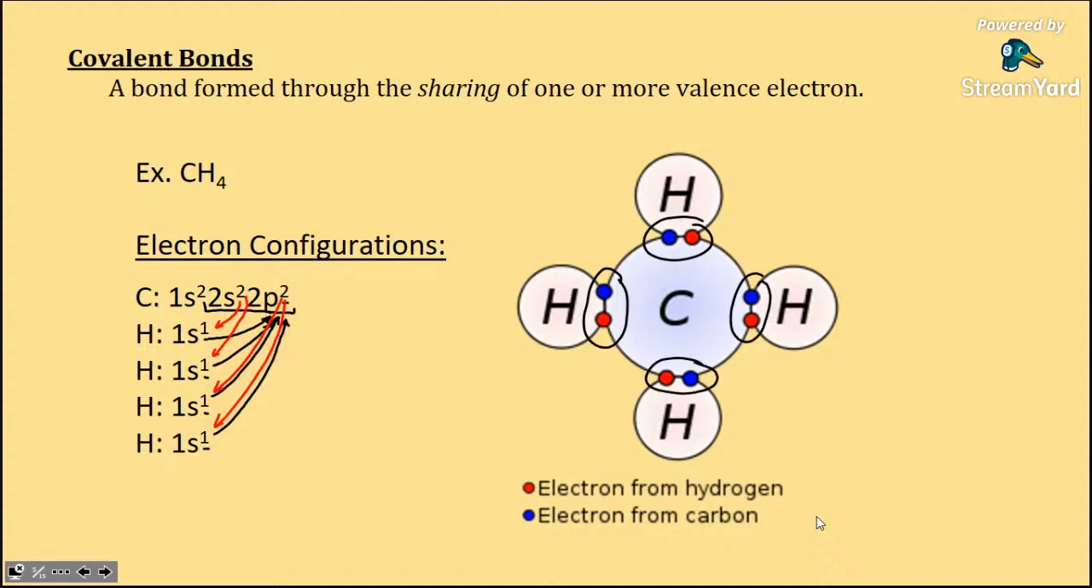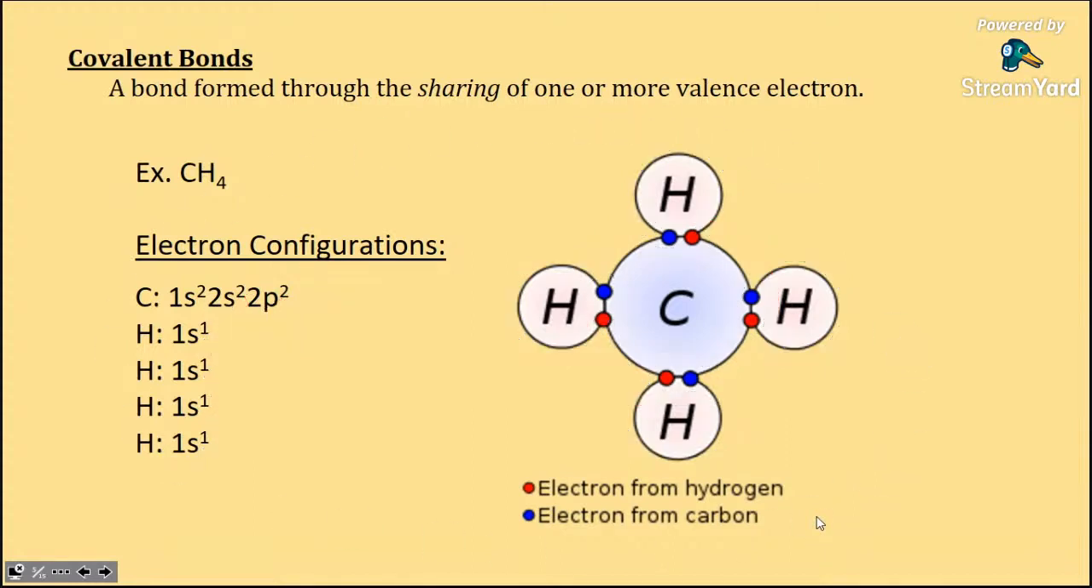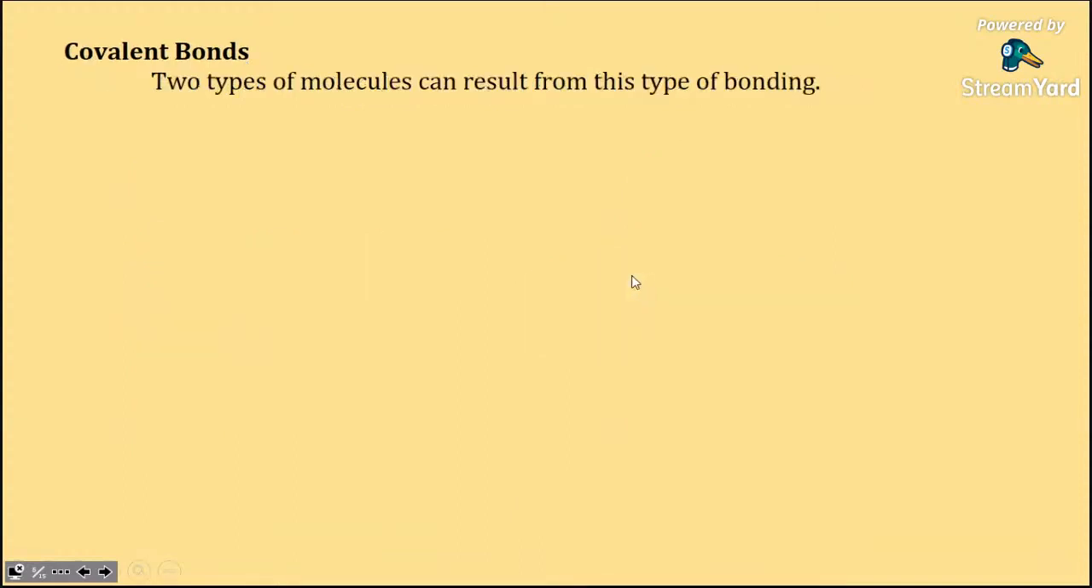And when I look, each hydrogen has its 2 electrons to give it the configuration of helium, and carbon has its 2, 4, 6, 8 to have its valency in a configuration that mimics that of neon. So this is covalent. It's a sharing of electrons so that every element within that compound ends up having valency. Okay? But here's the other issue with covalent bonds. We can actually get 2 types of molecules that result from covalent bonding.